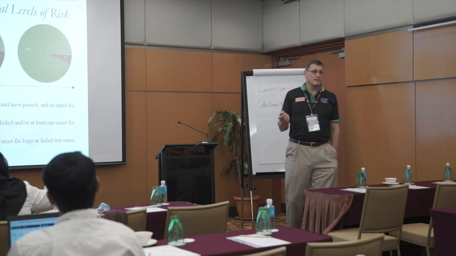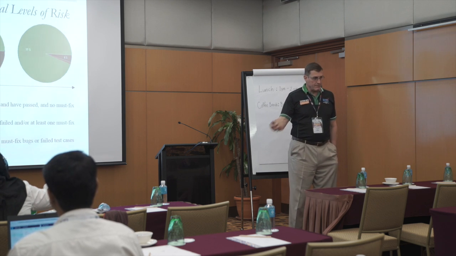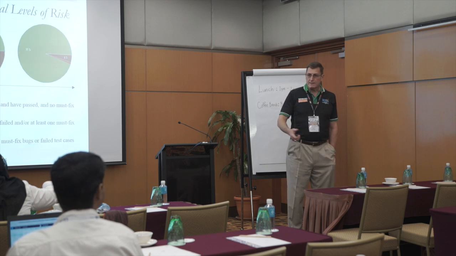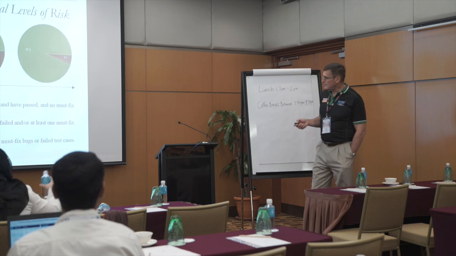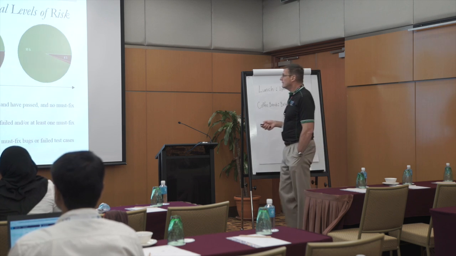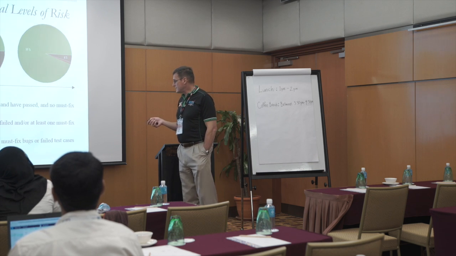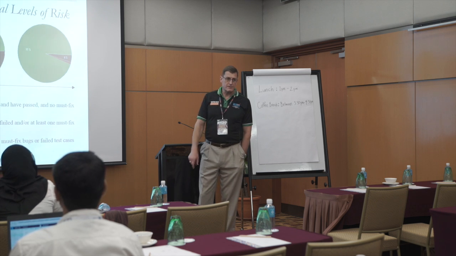Green means all of the tests that are traceable back to that risk have been run and they all pass. So it's green, it's fully mitigated, right? Now, red is a risk where there's at least one test that fails that maps back to that risk.